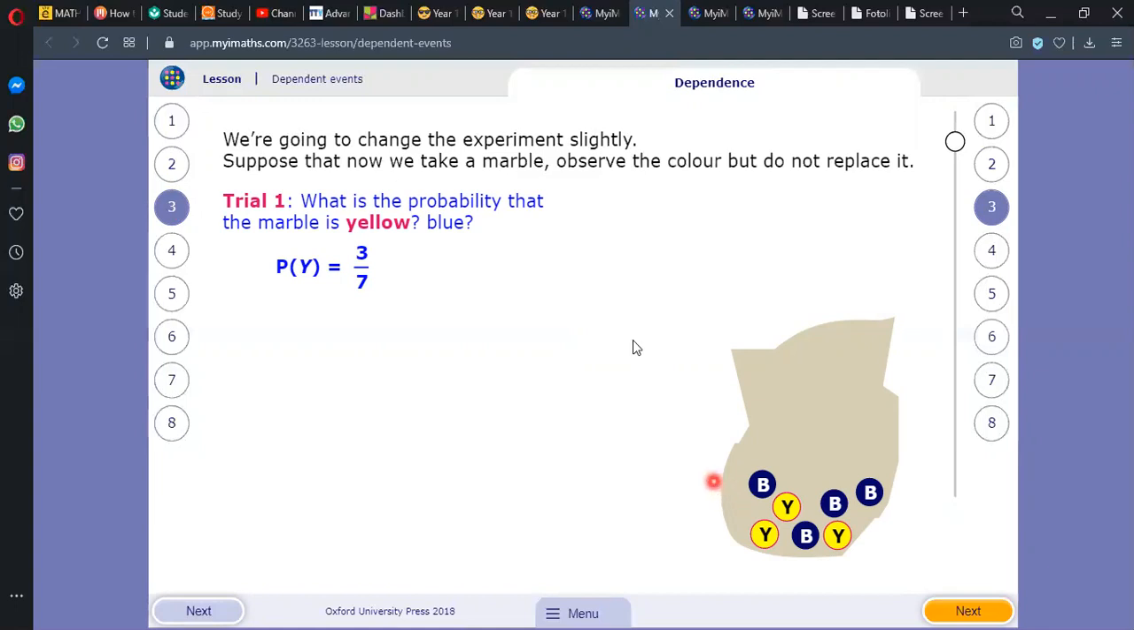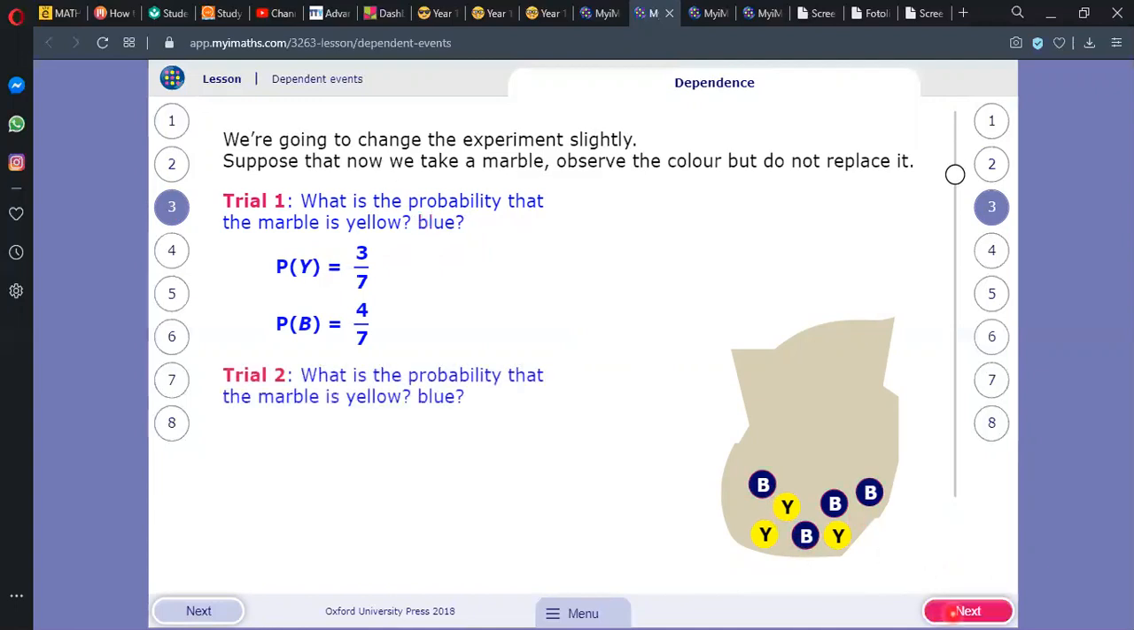The first trial, what is the probability that the marble is yellow? Of course, that is 3 over 7. We know that already. How about when it is blue? Of course, 4 over 7. We know that already. Let's go to trial 2. What is the probability that the marble is yellow? Now, this trial 2 depends on the outcome of trial 1.